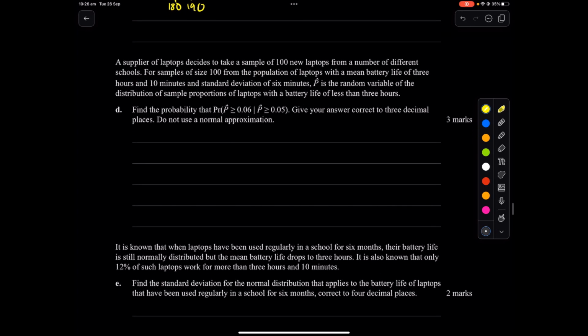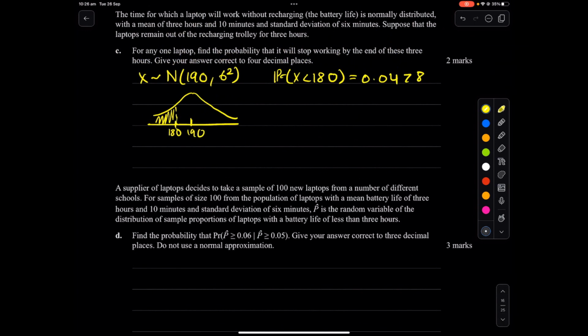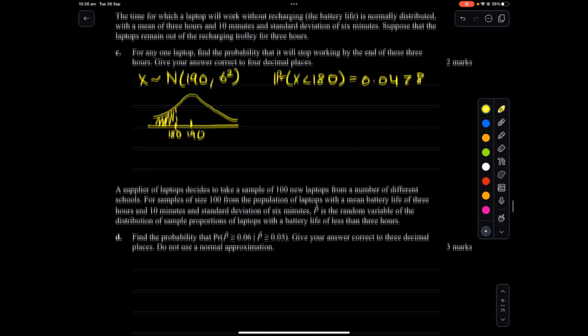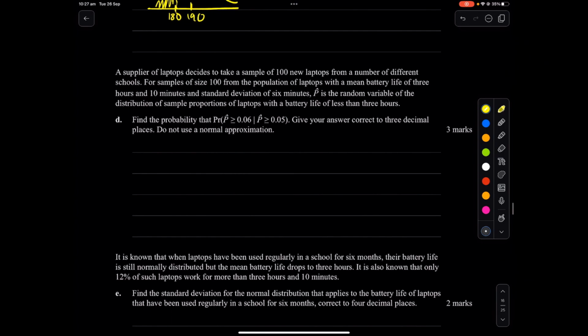A supplier of laptops decides to take a sample of 100 new laptops from a number of different schools. For samples of size 100 from the population of laptops, the mean battery life was 3 hours and 10 minutes, and a standard deviation of 6 minutes. Let P hat be the random variable of the distribution of the sample proportion of laptops with a battery life less than 3 hours, which we've calculated here. Find the probability that this and that.